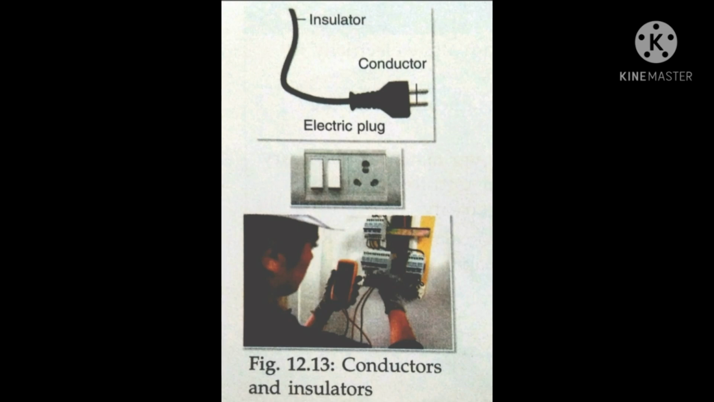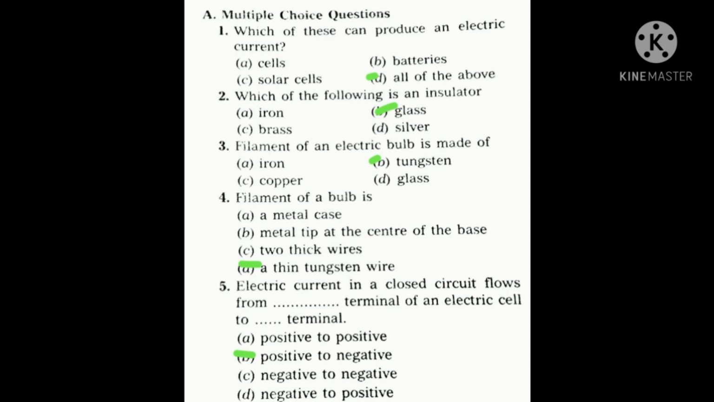Next we are going to see electric switch. An electric switch is a simple device to turn on or off an electrical appliance by opening or closing an electrical circuit. Okay students, let's discuss multiple choice questions.